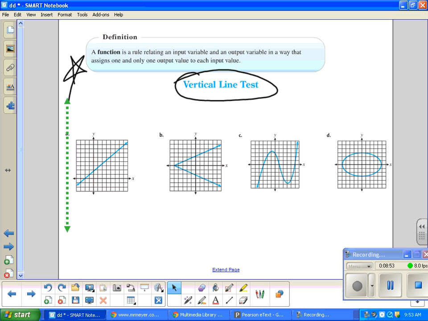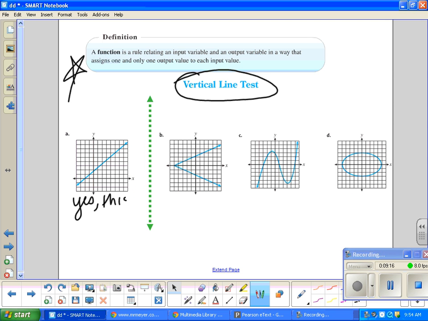So looking at A, the relationship is linear, and I'm going to take my vertical line and run it across the relationship to see if it runs into this vertical line more than once at a time. As I'm running it, I'm saying to myself, it's hitting it once, it's hitting it once, it's hitting it once, and I'm going to say, yes, this is a function. Matter of fact, any line that you see that's graphed would pass the vertical line test, as long as it's not a vertical line.